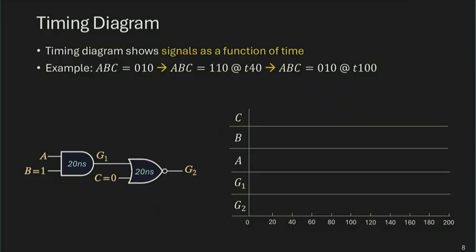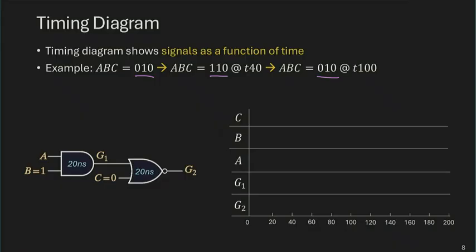I have an example over here. Suppose my initial input is 0, 1, 0, and I change my A from 0 to 1 at time 40, whatever time unit I define it to be, and then I change it back to 0, 1, 0 at time 100. What I can do is draw the timing diagram by putting down these input signals and also intermediate signals as a function of time.